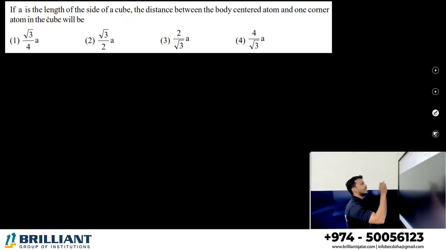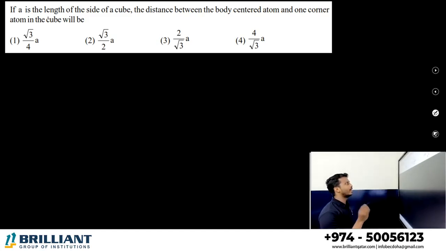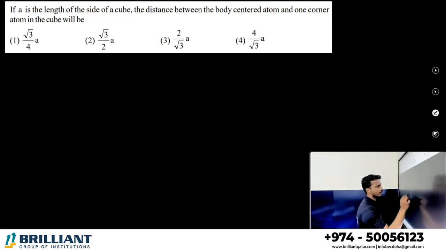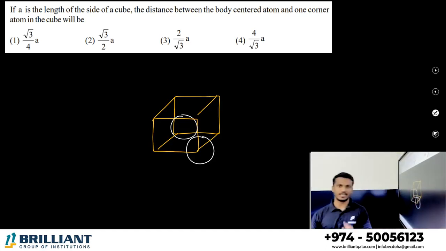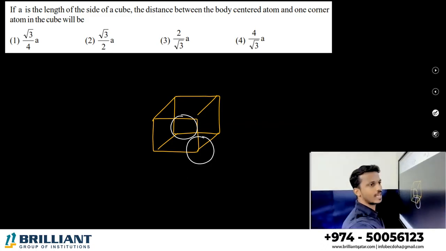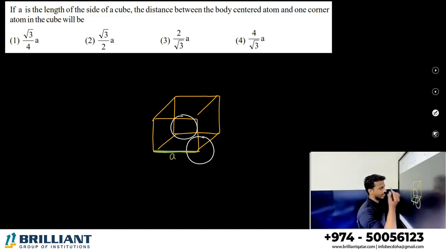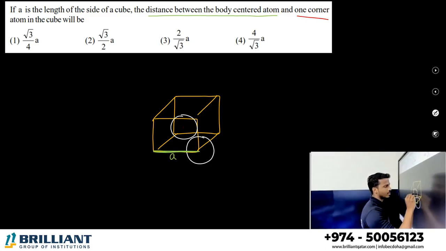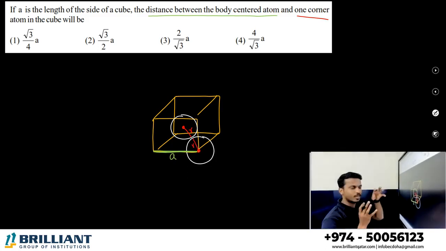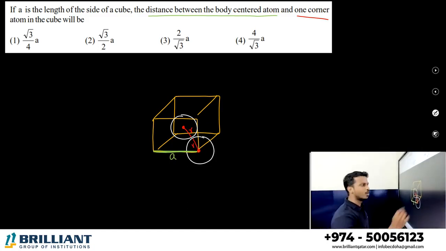If a is the length of the side of a cube, the distance between the body-centered atom and one corner atom in the cube will be, dear all, the system is body-centered. What is body-centered? Particles are present at the corners and one sphere is at the center. The question: a is the length of the side, the axial length. If you consider this length, it is called axial length or edge length. What we have to find out is the distance between the body-centered atom and one corner atom. This is the center of the inner sphere, this is its radius, and this is the radius of the sphere at the corner. So actually the center sphere and the corner sphere are connected through the distance 2r. Yes or no? r plus r, 2r is the distance.